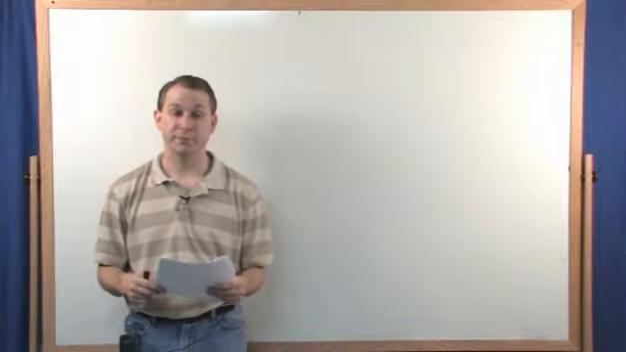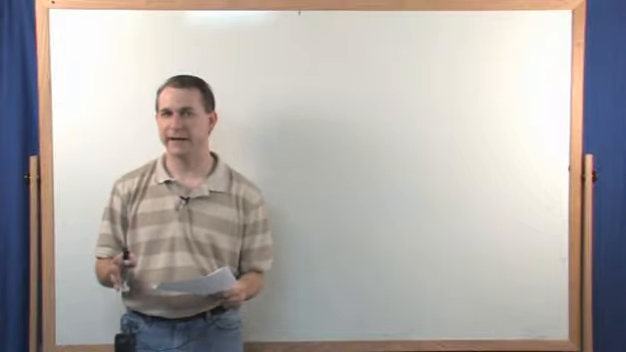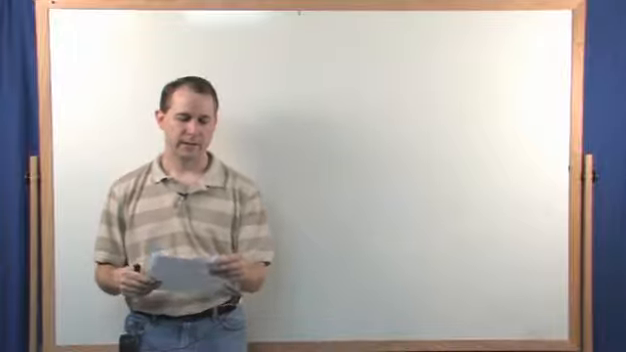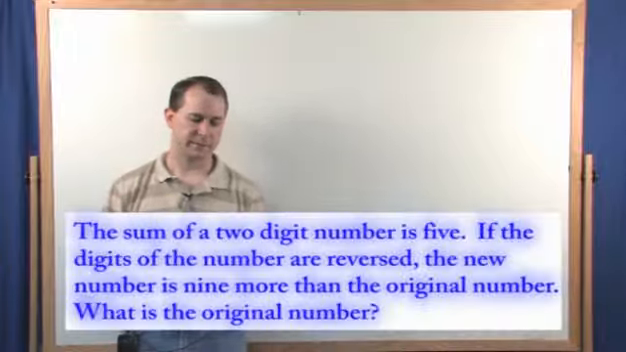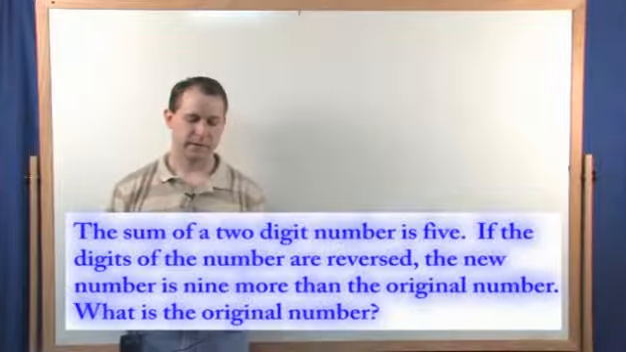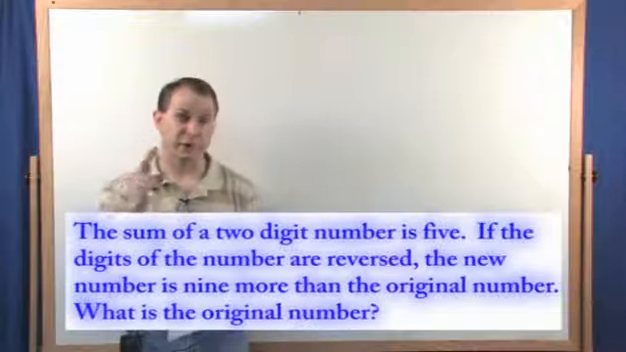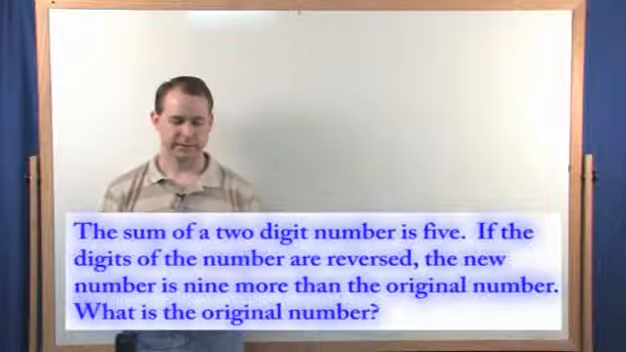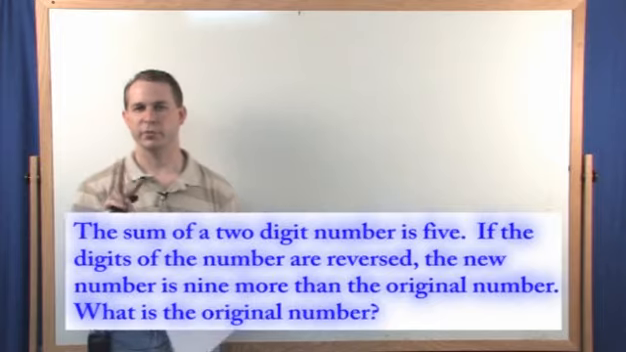Okay, now in this problem, the next problem is a little bit more complicated still, but we'll take it one step at a time, and I think you'll get it. The sum of the digits of a 2-digit number is 5. If the digits of the number are reversed, the new number is 9 more than the original number. What is the number? You'll see several problems of this type when you're reversing the digits.